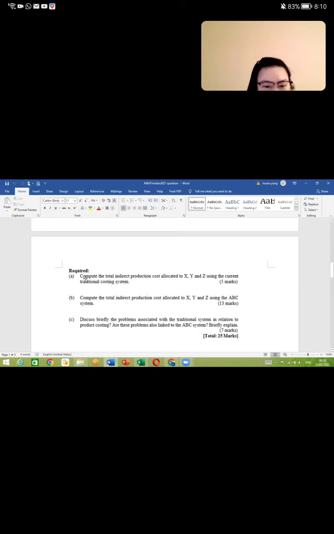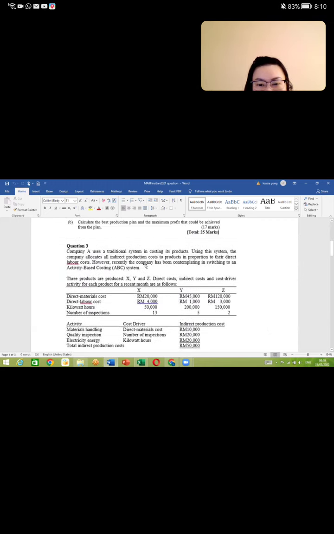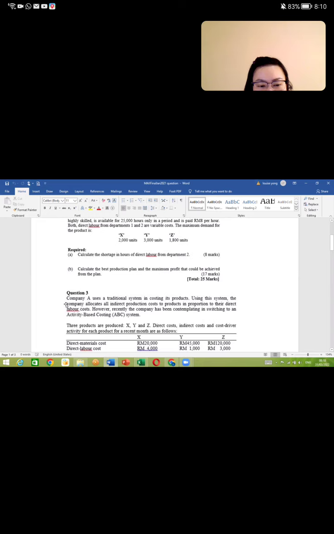Okay, so A, compute the total indirect production cost allocated to each product X, Y, Z using current traditional. So for current traditional, calculate your overhead absorption rate based on traditional, then after that, charge your overhead to each of your products. The cost driver here we're using is direct labor cost.